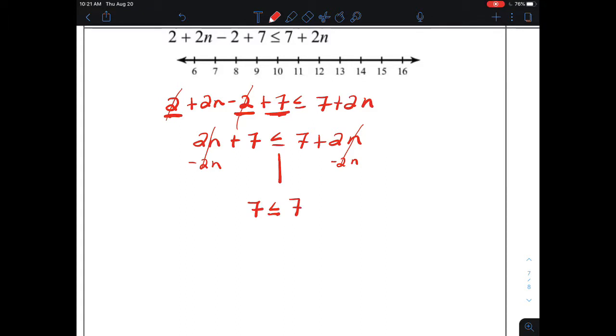Well, there's no other variables left, which means that we have to figure out, well, how do I do this on my number line here? Well, when all of your variables disappear and you're left with a statement, you have to ask yourself, is this a true statement or not? Is 7 less than or equal to 7? Well, yes it is. And what this means is, since it's left with a true statement, we have an infinite number of solutions.